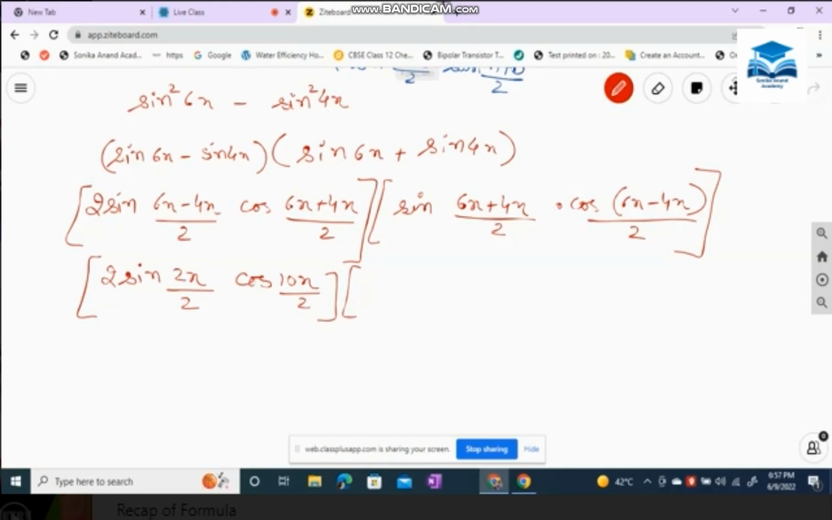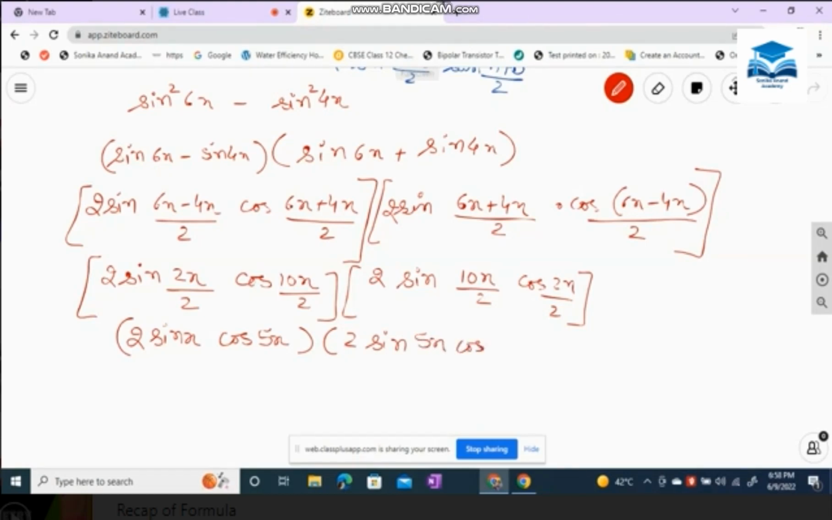Here we get 2 sin 10x by 2, cos 2x by 2. So we get 2 sin x cos 5x. Here we get 2 sin 5x cos x. Now we can arrange them. Okay? We can write in this way, rearrange them.